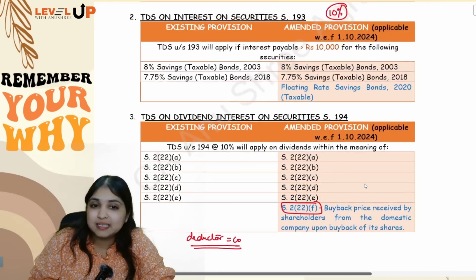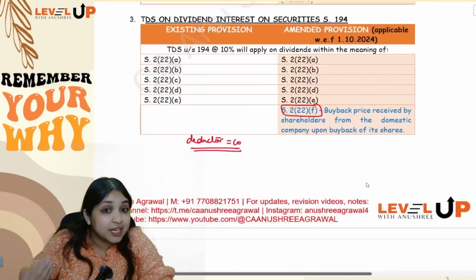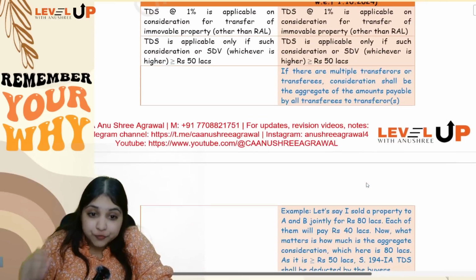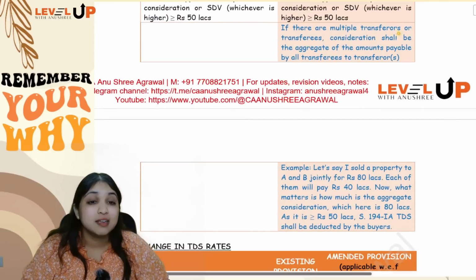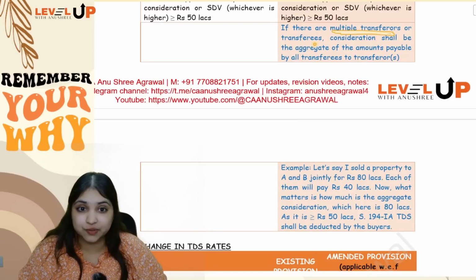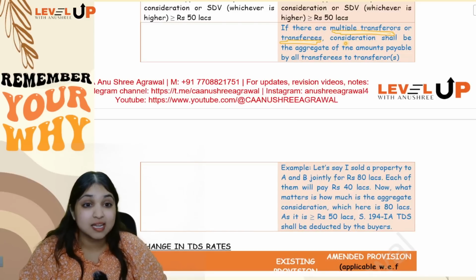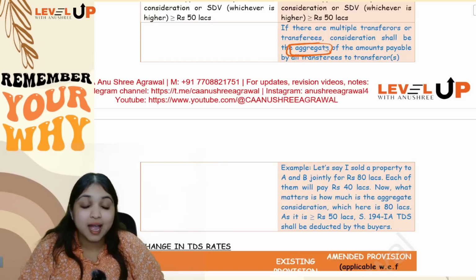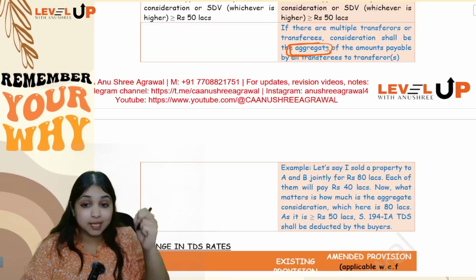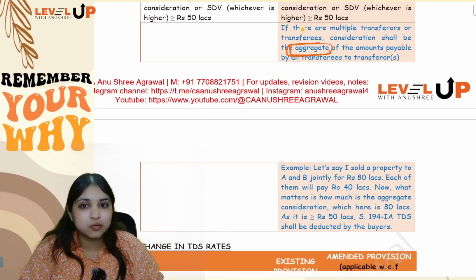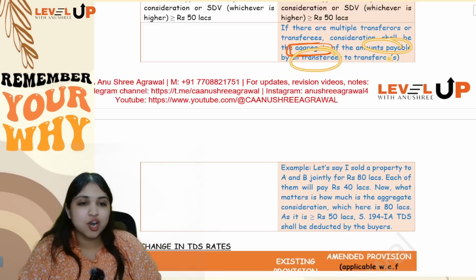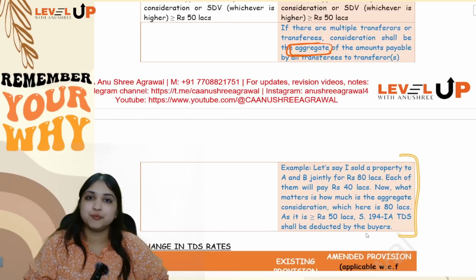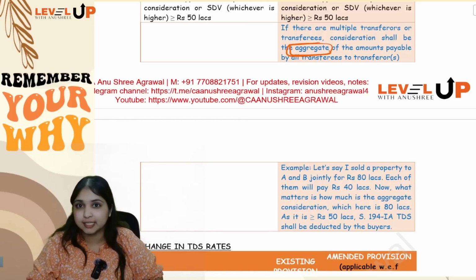Okay, so coming back to my handout, 194IA, look at this point, guys, and be aware, until now all the amendments in TDS we learned, everything was applicable 1st October 2024 onwards only. So 1st October 2024 onwards, if there are multiple transferors or multiple transferees, consideration shall be aggregate. Keyword will be aggregate. Consideration will be the aggregate of the amounts payable by all transferees to all transferors. Same example I have put for you here as well.